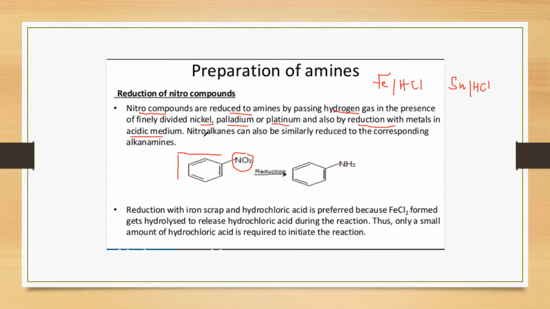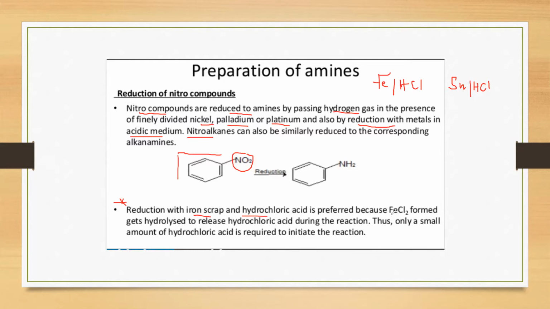Nitroalkanes also can be reduced by this method. Not only aromatic nitro compounds, you can also reduce aliphatic nitro compounds. Here, one important point you have to note down: reduction with iron scrap and HCl is preferred. Why? This type of question usually comes for CBSE. In the reduction of nitroalkanes or aromatic nitro compounds, we prefer iron and HCl.